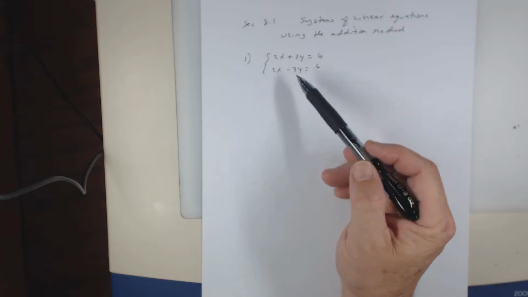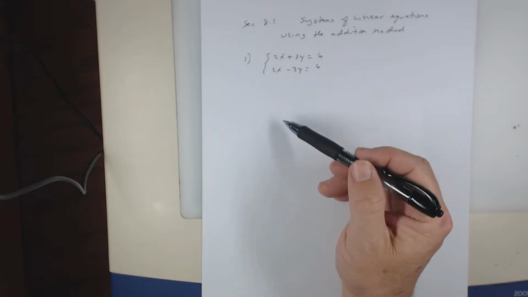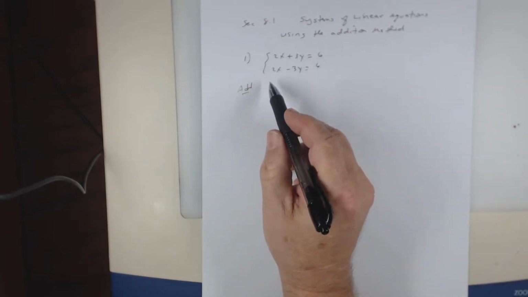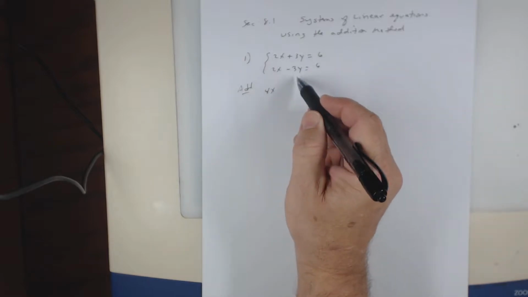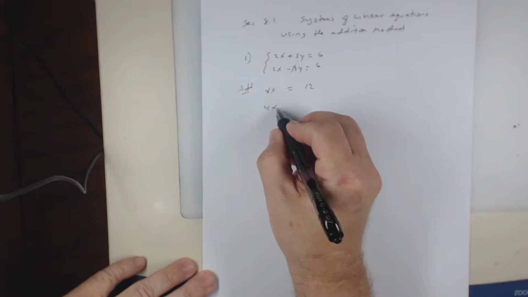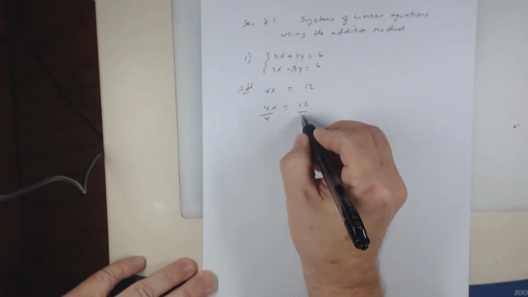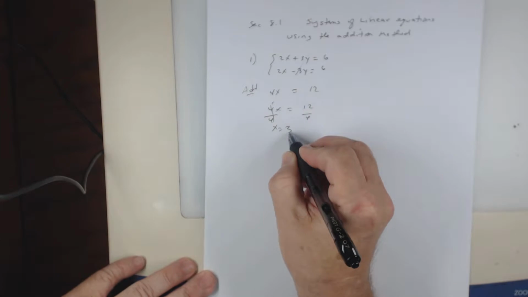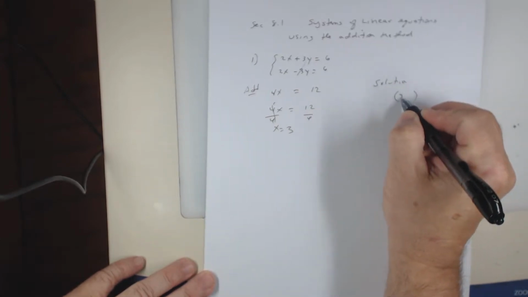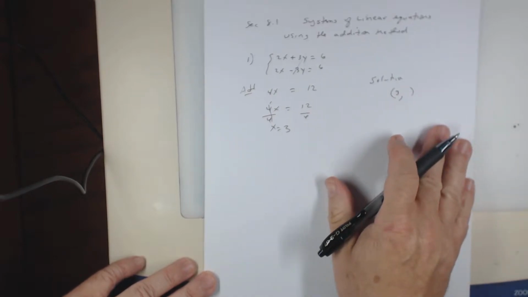But look at this. If I add those two equations right off, if I add these two equations, what's 2x plus 2x? What's 3y plus negative 3y? And that's equal to what? I got x right away. What's my x coordinate? 3. The x coordinate is 3. So I found the x coordinate of my solution. What's the x coordinate of my solution? 3.